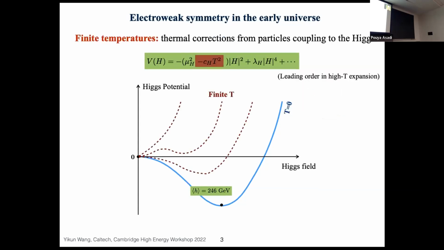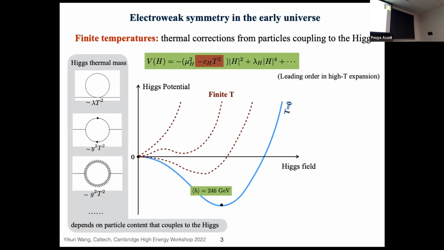Moving on to finite temperature, it turns out the leading order thermal correction to your Higgs potential is actually a thermal correction to your mass term here. Depending on the size and also the sign of this thermal correction, the Higgs potential can display different behaviors at finite temperatures. Of course, this thermal correction is determined by your underlying couplings that talk to the Standard Model Higgs.